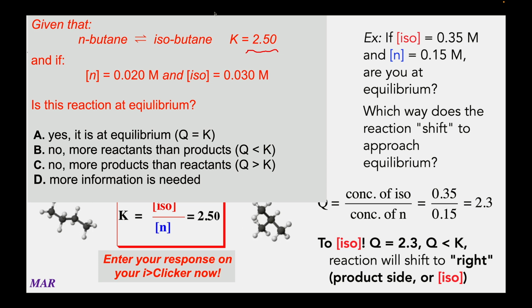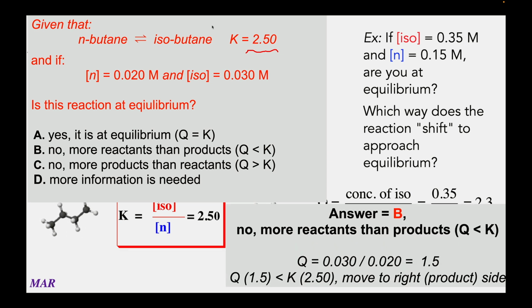So this is kind of a cool way to get this around. But when you see this, it's pretty chill. Q is products divided by reactants, 0.03 divided by 0.02. Q comes out to be 1.5. Q is less than K. The reaction is not at equilibrium. Those numbers would be the same if you were at equilibrium. And we're going to shift to the right. You're going to have more products, the isobutane, than you have reactants, the N-butane. Nothing you can't do.